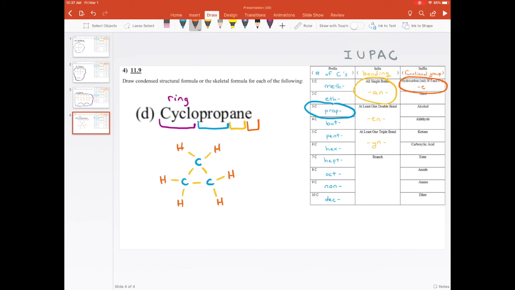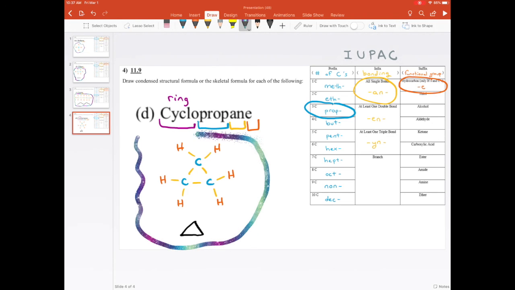This is the Lewis dot structure. You could also draw a skeletal structure where a carbon is represented by a point and the hydrogens are implied. So those are both cyclopropane.